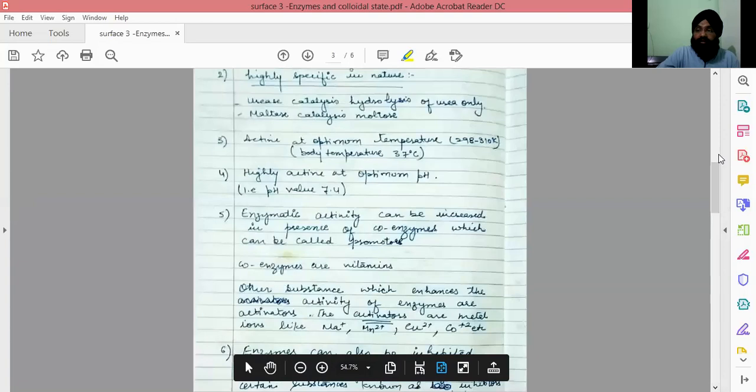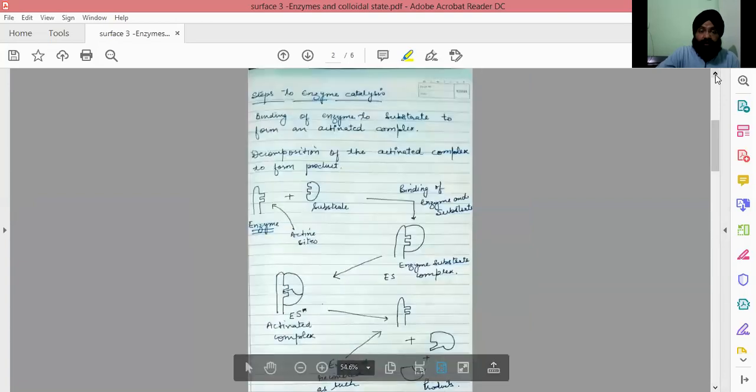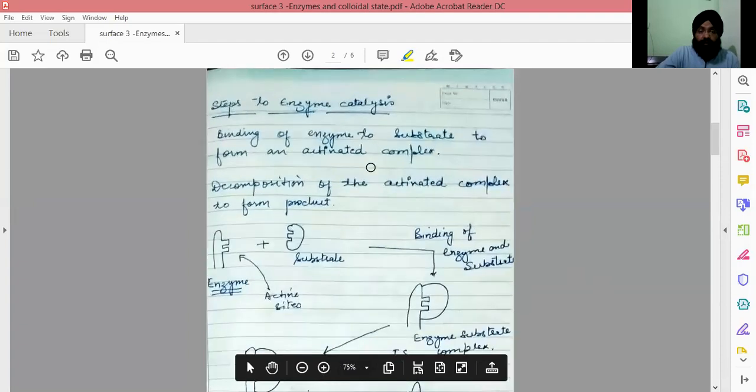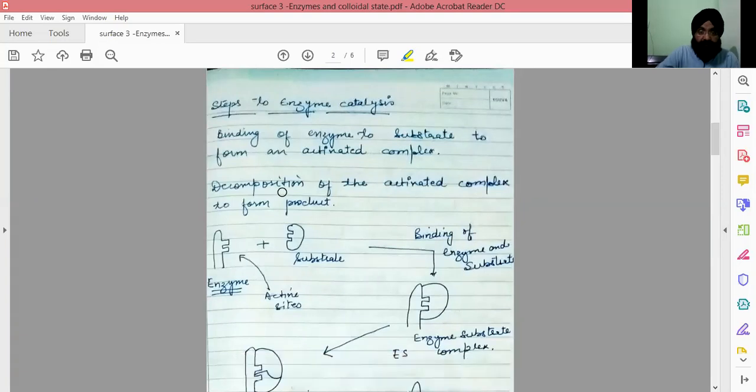Now, next is steps to enzyme catalysis. There are two steps through which they function. First, they bind to the substrate. Now, the substrate is the reactant molecule. So in biology, the reactants are known as substrates. So first of all they bind to the substrate, then they form an activated complex with the substrate.